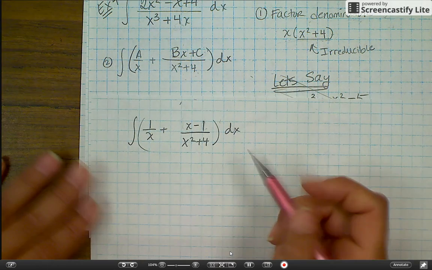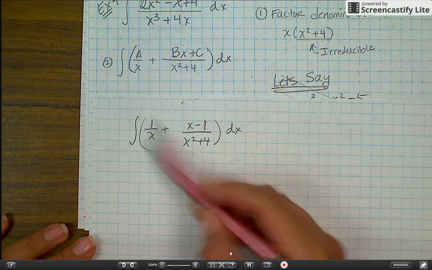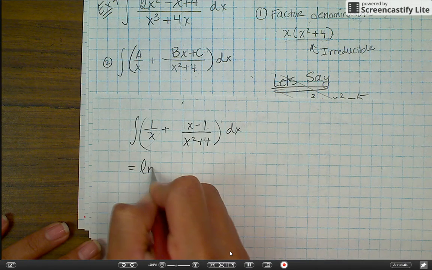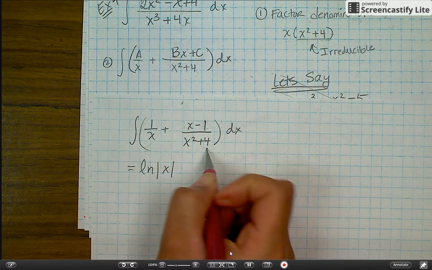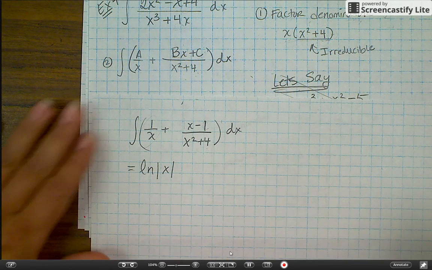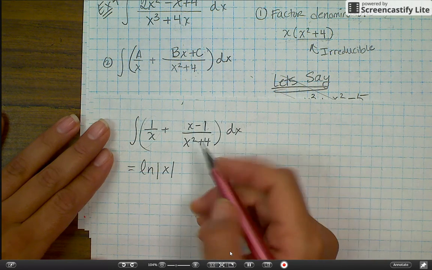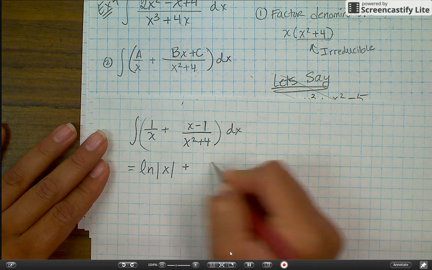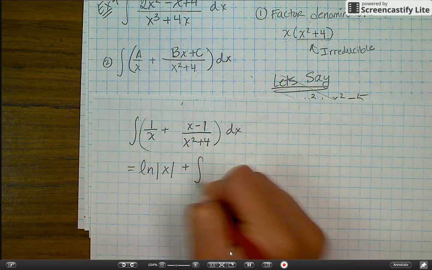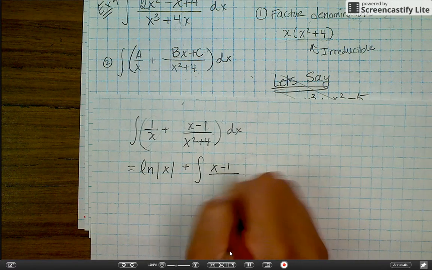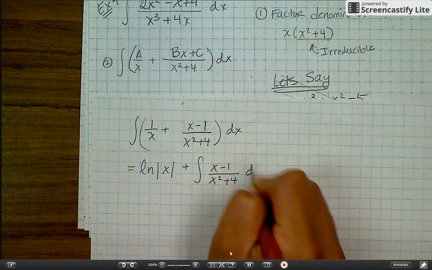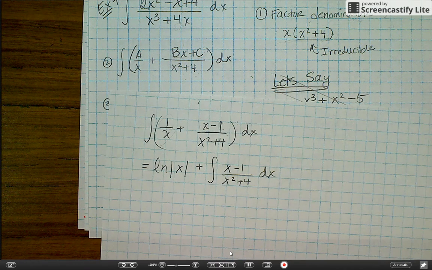Okay, so now that we have that, what is this going to be? This is going to be natural log absolute value of x, and this looks like a doozy. So I'm going to break this up. I'm going to do this. Integral of x minus 1 all over x squared plus 4 dx. And then suggestions from my audience.